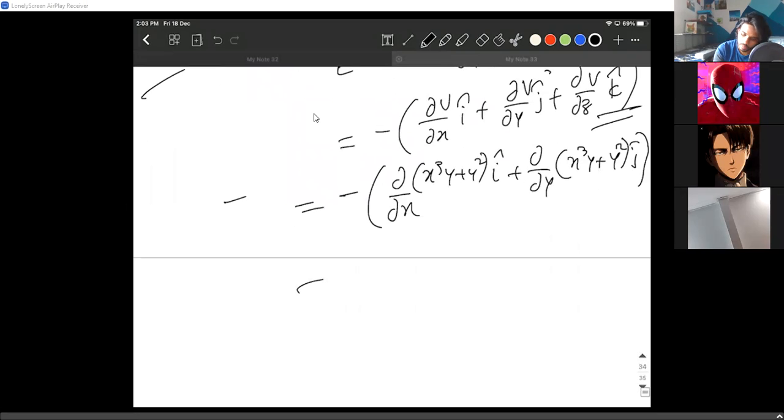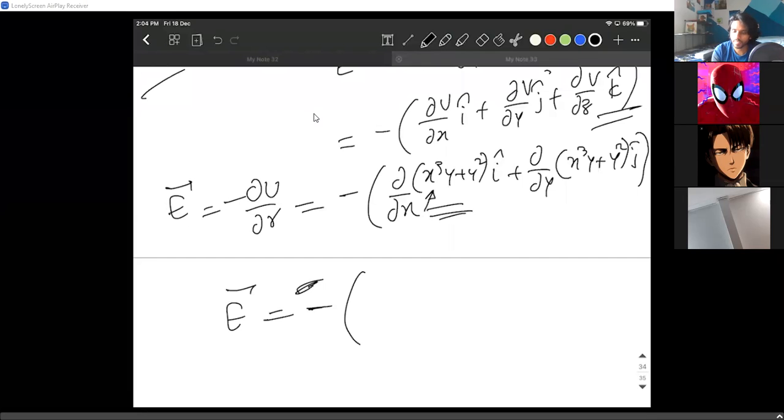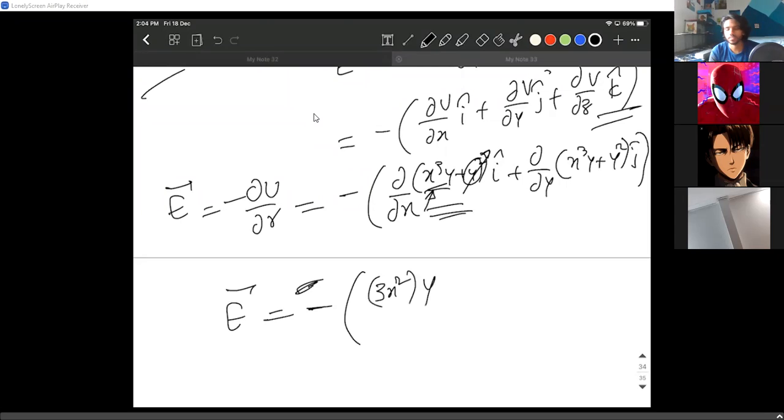We're talking about minus ∂V/∂r, which is nothing but the electric field. Sorry, the gravitational field. So the gravitational field comes as minus stuff. Differentiate this whole thing only with x. It's as if this part becomes 0. Only x cube y, so I get 3x square y. Because y is a constant, I keep it aside. So this whole thing gives us i cap.